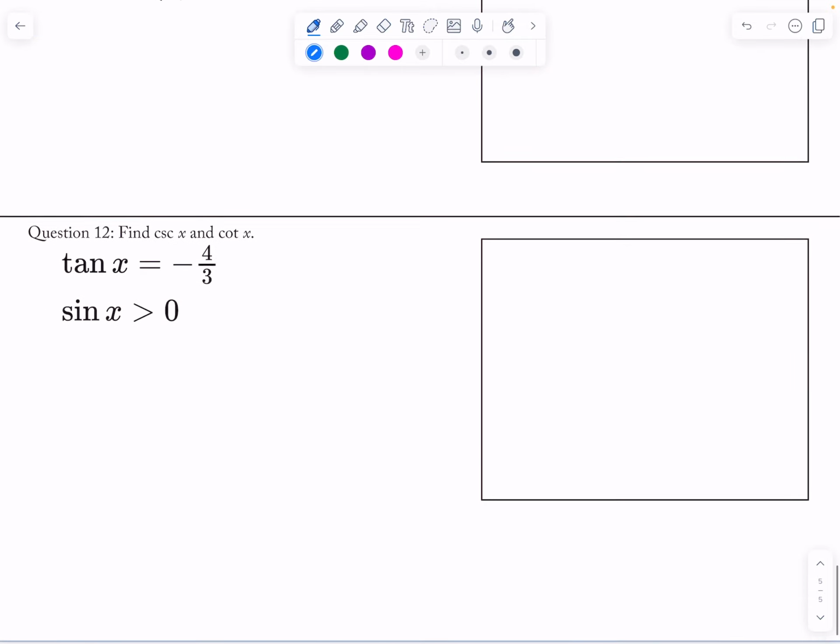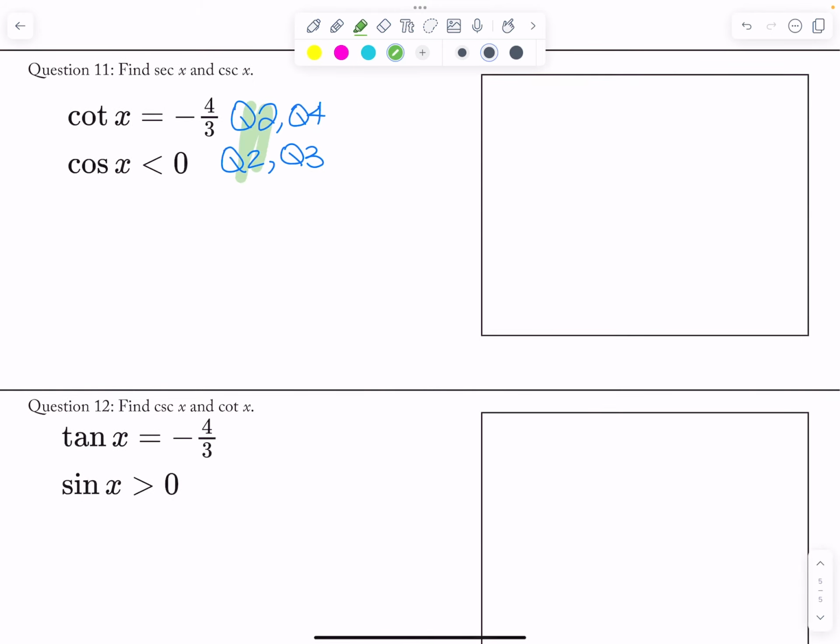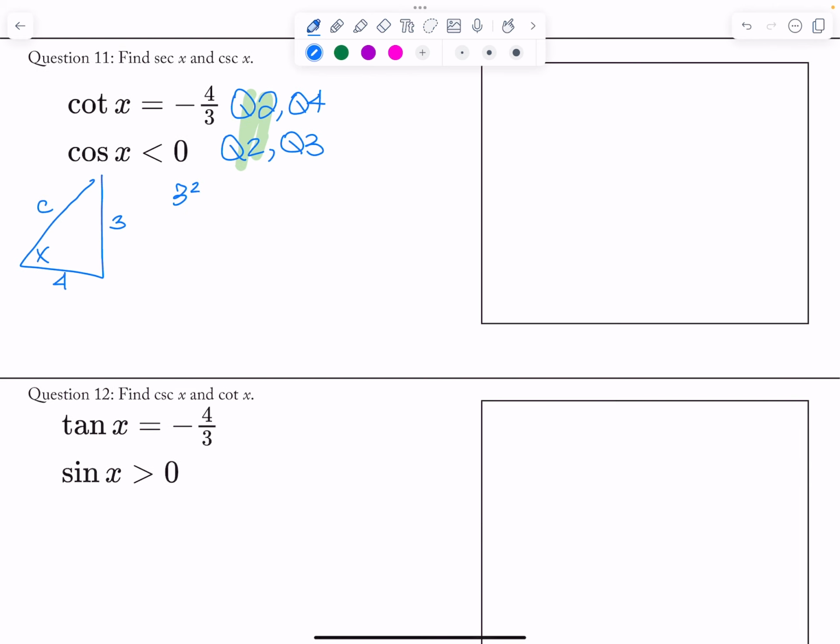All right, and then 11 is my last one to do with you guys. Cosine being less than 0 is either in quadrant 2 or quadrant 3. So overall, I'm in quadrant 2, so I draw my triangle. I have x there. Cotangent is adjacent over opposite. I'm looking for c, so 3 squared plus 4 squared is equal to c squared. So 9 plus 16 is 25, so c is 5.